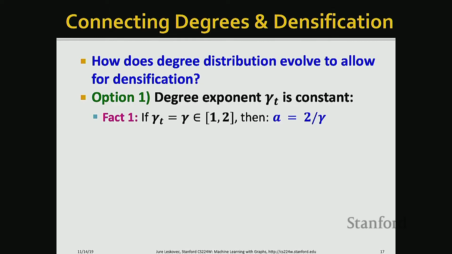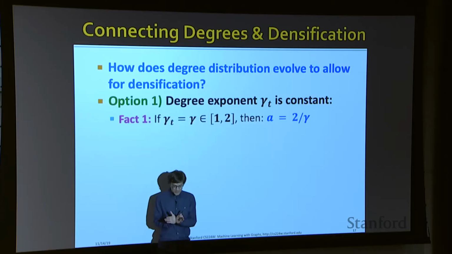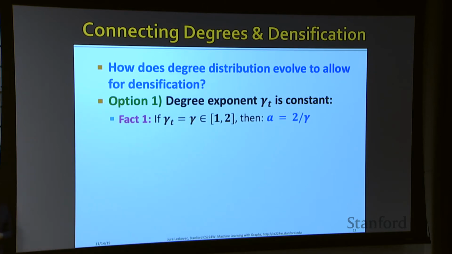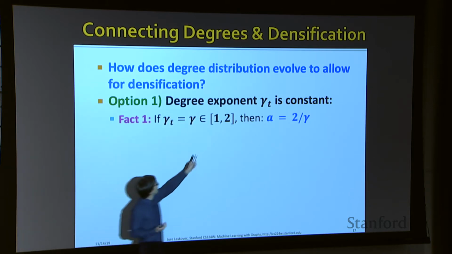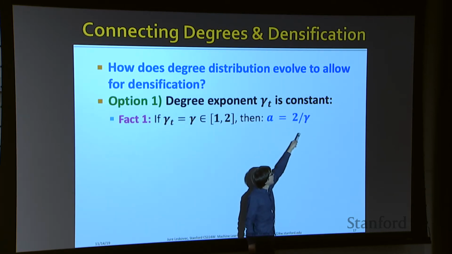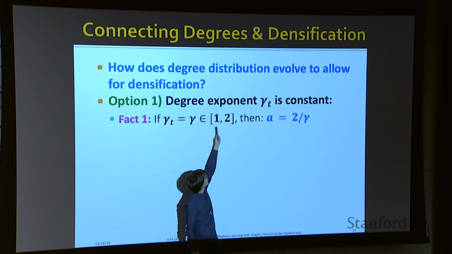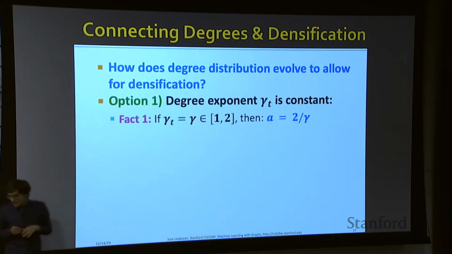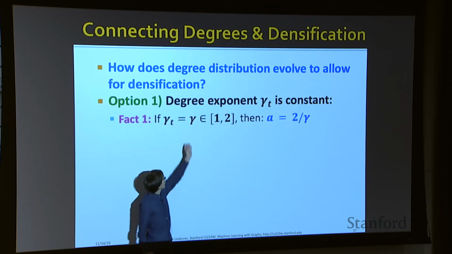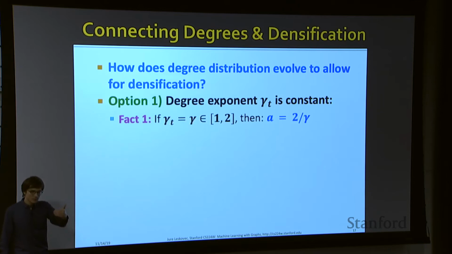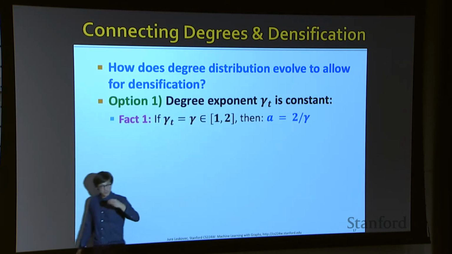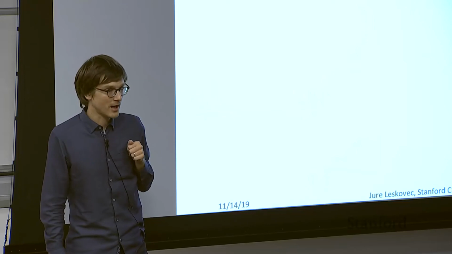Okay? And what you can prove is that a degree distribution with an exponent between 1 and 2 is a degree distribution with infinite expectation. This means that for these types of degree distributions, the densification exponent will be 2 over gamma, where gamma is the slope of the distribution. It has to be between 1 and 2. So what does this mean? This means that you can have a degree distribution that maintains its shape. But because it is so heavy-tailed, as more nodes arrive, more heavy-hitter, high-degree nodes will come. And that will push the total number of edges, the sum of the degrees, to increase over time.